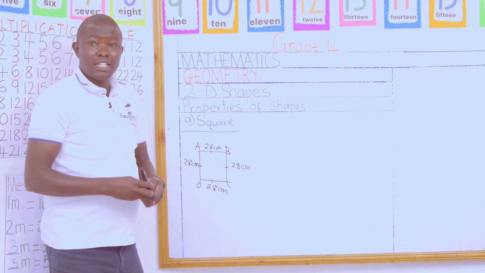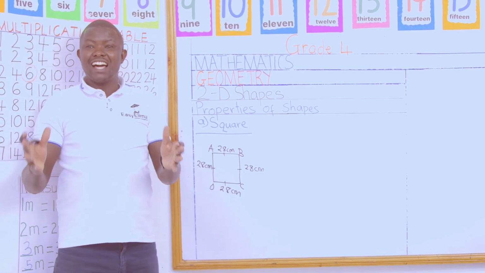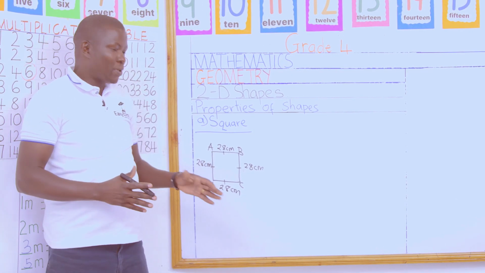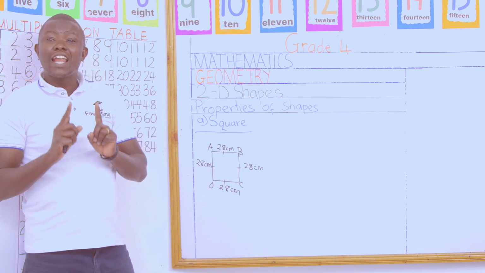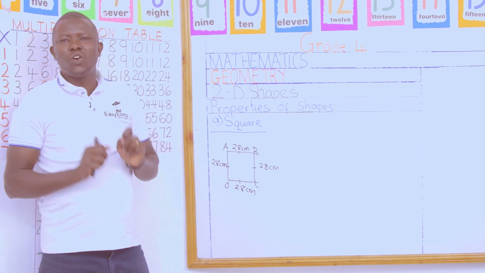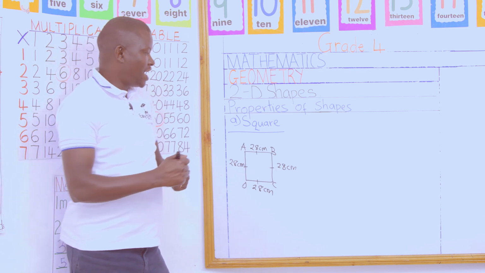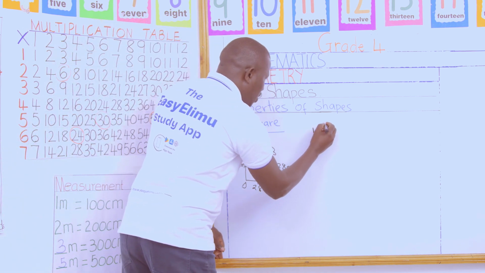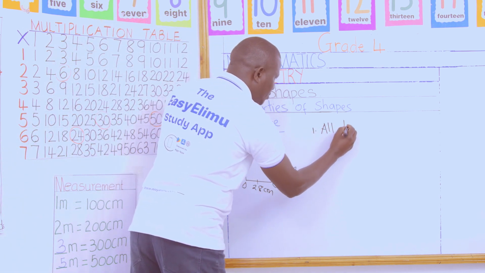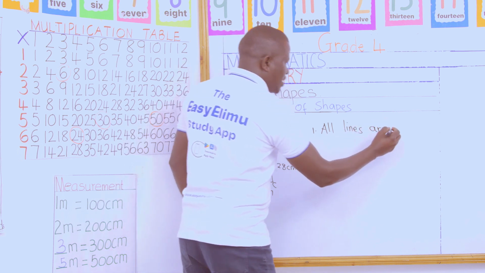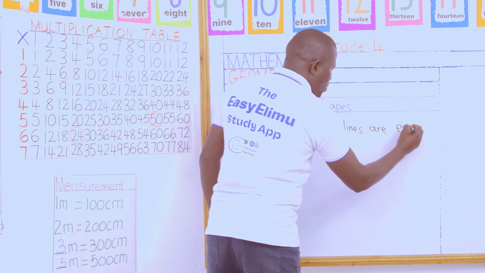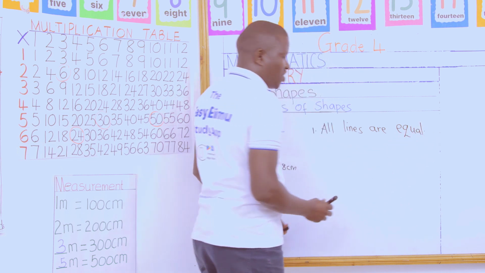So, property number one from what we have learned. Who can give us property number one? Jen. Property number one is all lines in a square are equal. That is property one. All lines are equal. That is very key. For it to be a square, all lines are equal.